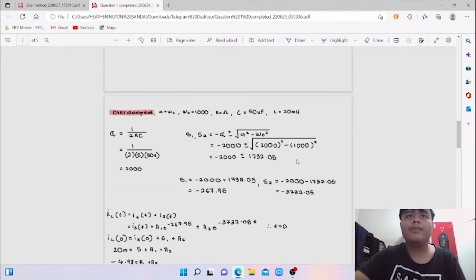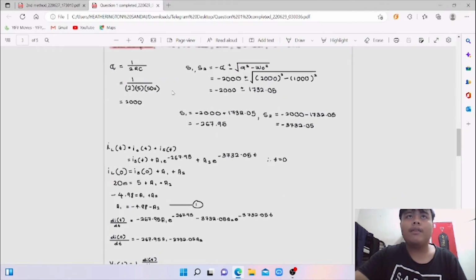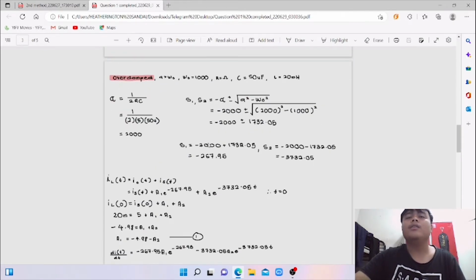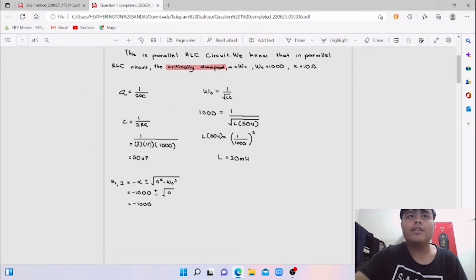For overdamped, the omega 0 is still the same, and R is 5. We use 5 ohm, and this one I get from the calculation for the critically damped, from the first one here and here.